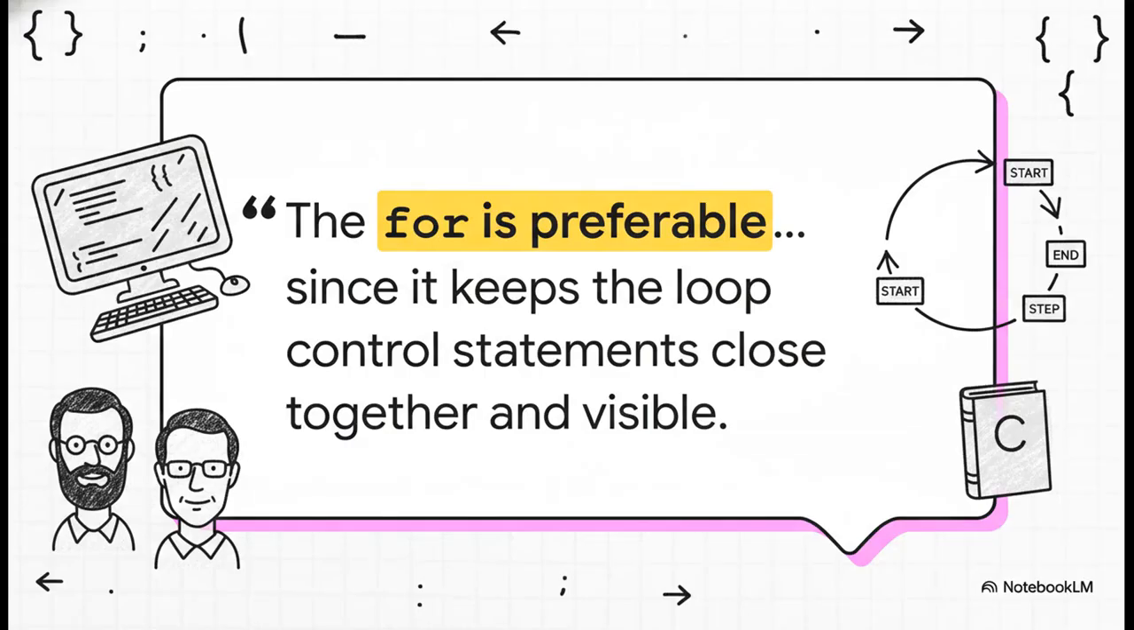And hey, don't just take it from me. The legendary authors of the C programming language, Kernighan and Ritchie, give some great advice here. They say the for loop is often better because it keeps all the control logic, the start, the stop, and the step, all bundled together in one obvious place. It just makes your code easier to understand at a glance.